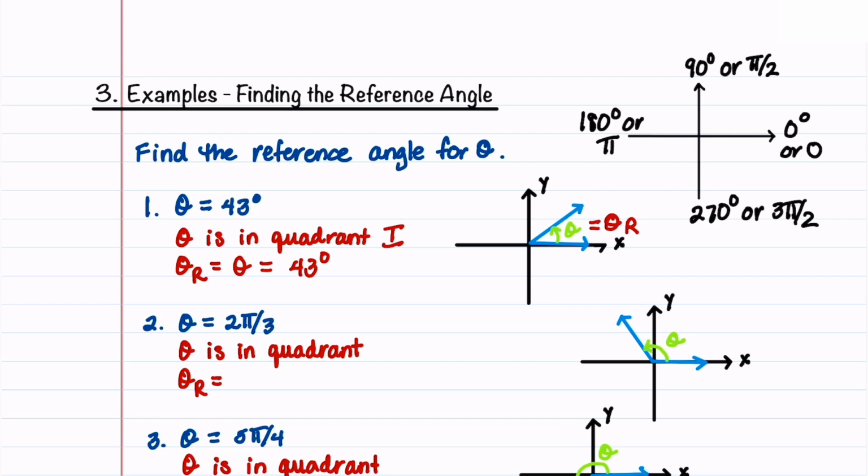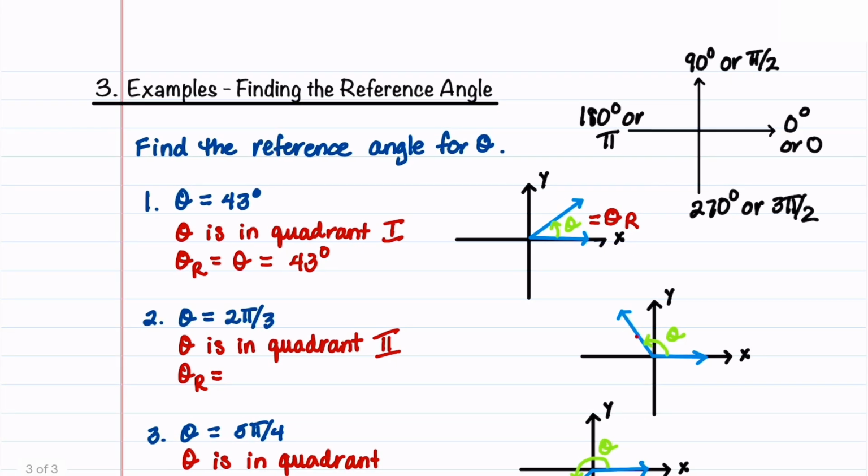In our second example, theta is 2 pi over 3. We notice that 2 pi over 3 places theta in quadrant 2. And our reference angle looks like this. So that gives us theta sub r is equal to pi minus theta. So this is pi minus 2 pi over 3. So our reference angle is pi over 3.